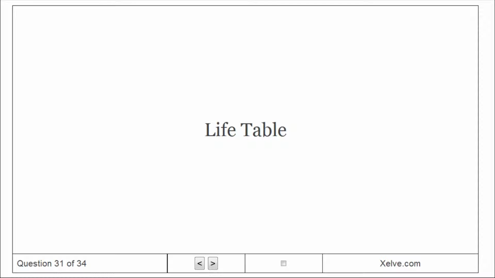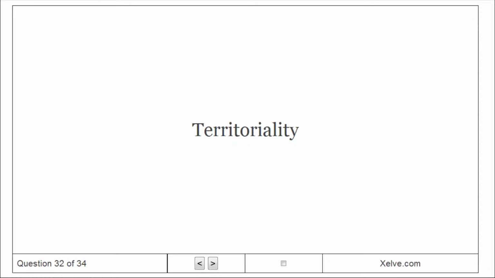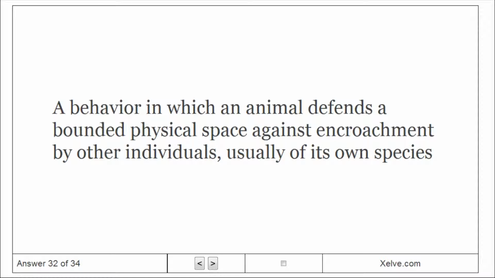Life table. An age-specific summary of the survival pattern of a population. Territoriality. A behavior in which an animal defends a bounded physical space against encroachment by other individuals, usually of its own species.